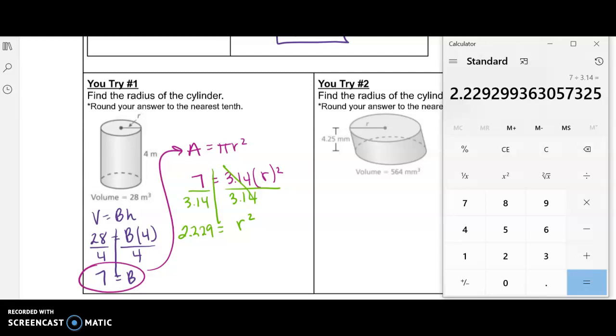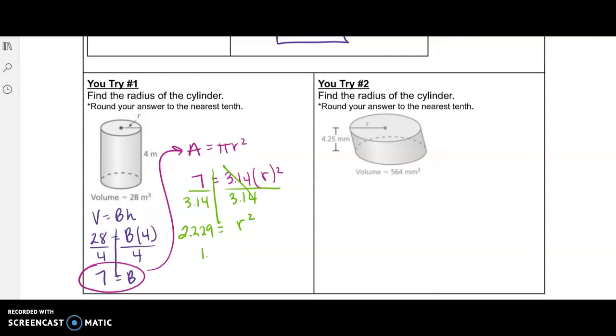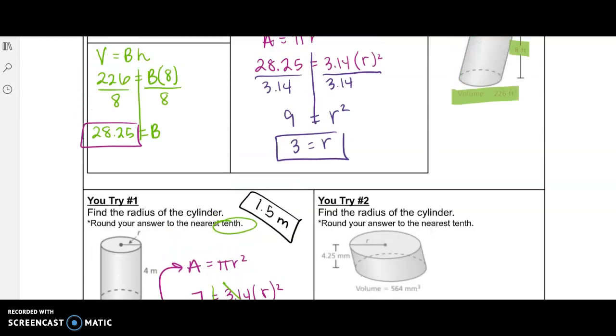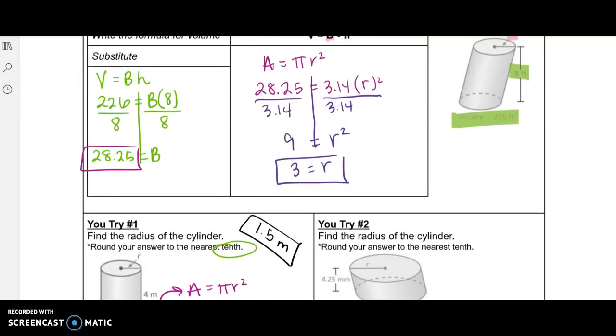And then, like I showed you earlier, if you just hit this square root button on your calculator, that gives us 1.49 equals r, but it says to round to the nearest tenth. So this 9 makes that round up. So we have 1.5 equals our radius. So this would be 1.5 meters. I'm realizing now I forgot my label on the other one. So this is 3 feet.